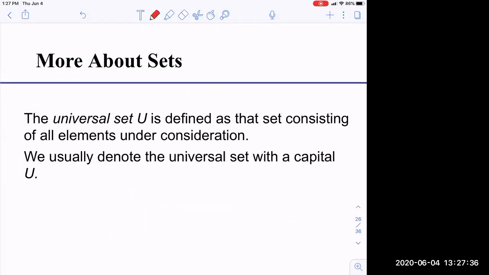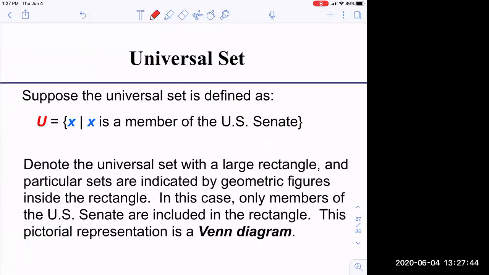Okay, last part of this section, universal sets. Just everything under consideration. So we're going to do an example where U is the set of X such that X is a member of the US Senate. So if I want the cardinality of U, I believe there are 100 senators.